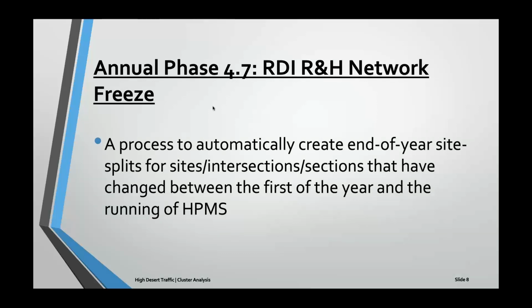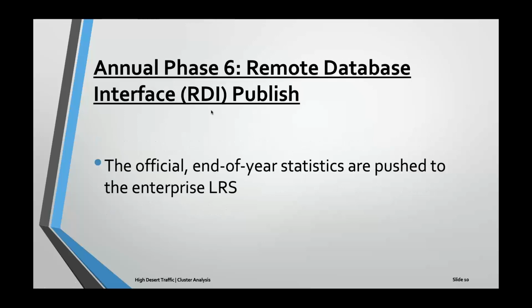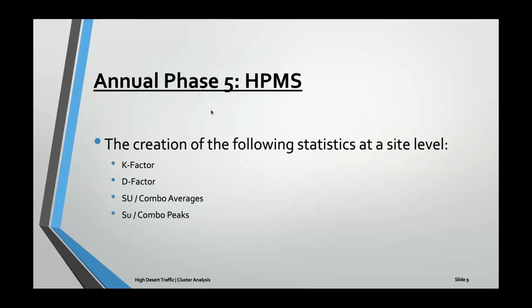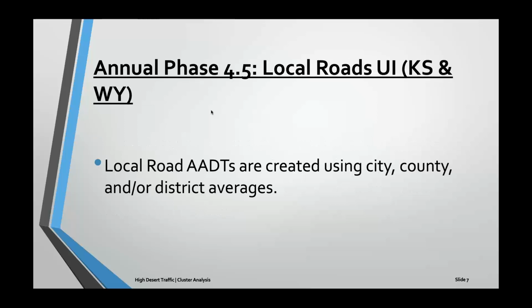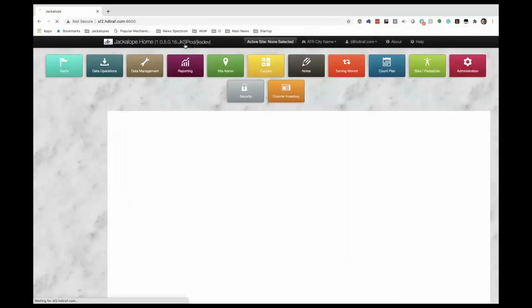4.7 doesn't actually have an interface. It doesn't exist yet. Eventually it'll have an interface, but there's nothing to show yet. And phase 5 I showed you before, and phase 6 also doesn't really have an interface. It's state-specific code that gets written. Eventually, with the roads and highways one, there probably will be an interface. But for now, what that means is we have one interface to cover, which is the local roads UI, which is here.